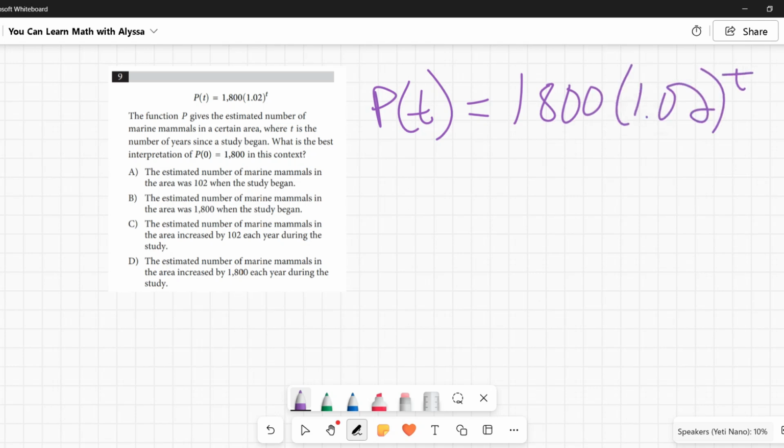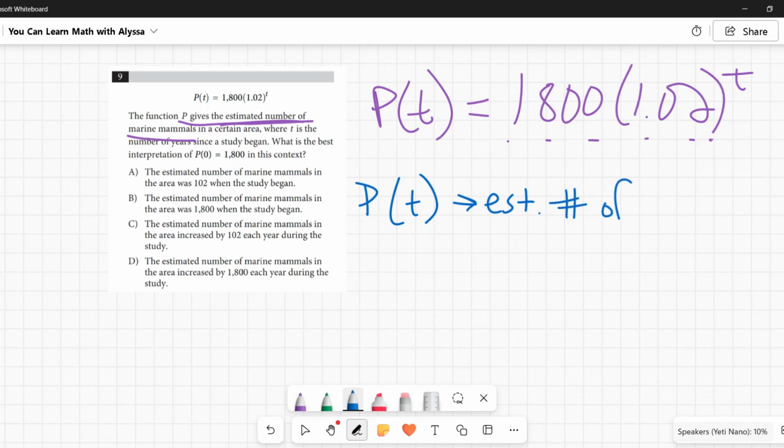Similar to the previous one, we were talking about evaluating functions. So this one says if I pick a number t, and I'm just looking at this first part, this function P, if I plug in a number for t and I do all this math, I am going to get the estimated number of marine mammals in an area. Okay, so I'm going to write that down. That P of t is meaning the estimated number of marine mammals, M&Ms.